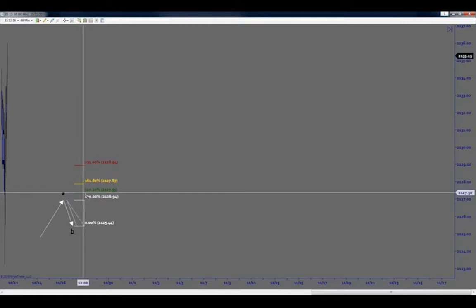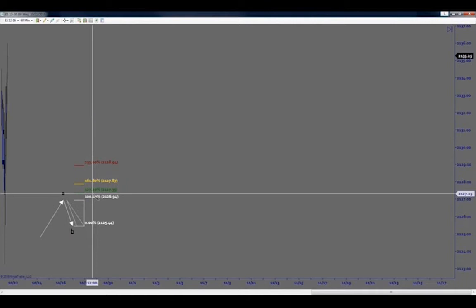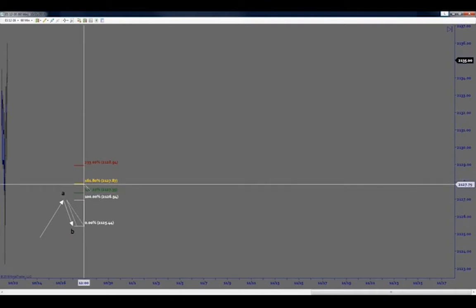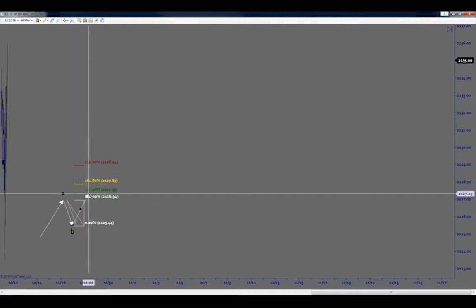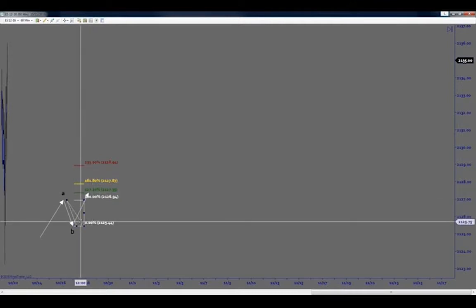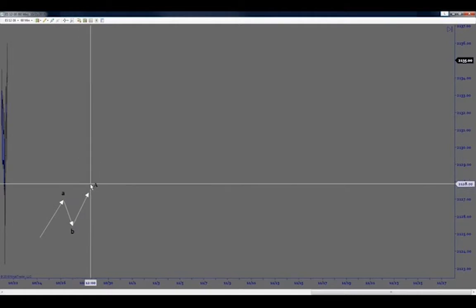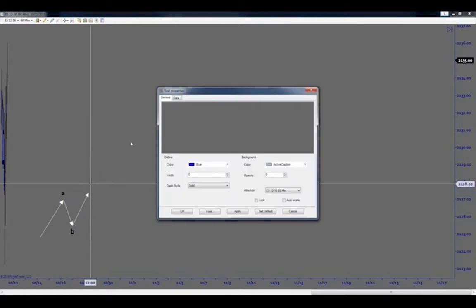Our first target is going to be 127.2%, and our upper target is going to be the 1618. So we're going to move a wave up to here, and this would be a normal ABC pattern that we would anticipate.